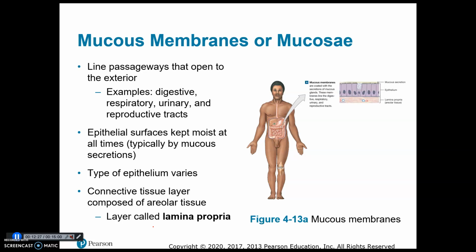Here it says mucous membranes line passageways that open to the exterior. Digestive, respiratory, urinary, and reproductive tracts are lined with mucous membranes. And basically they produce mucus for protection. They can be composed of various types of epithelial tissue, but the connective tissue that underlies the epithelial tissue is typically areolar, and that connective tissue layer of areolar connective tissue is called the lamina propria.